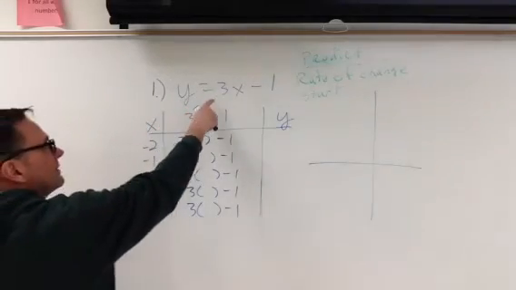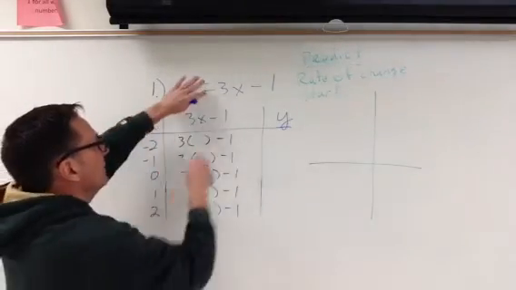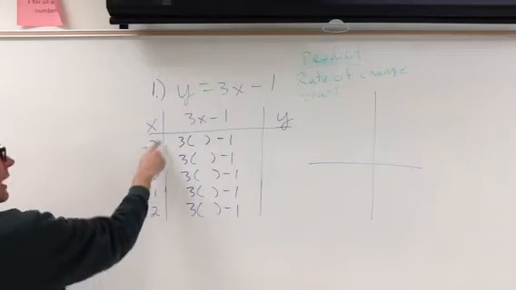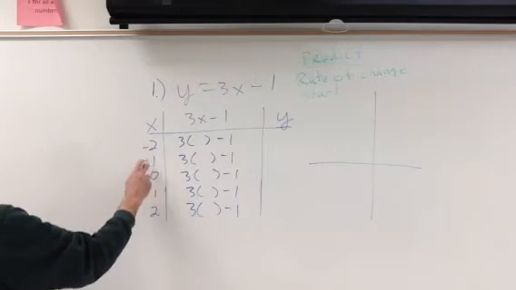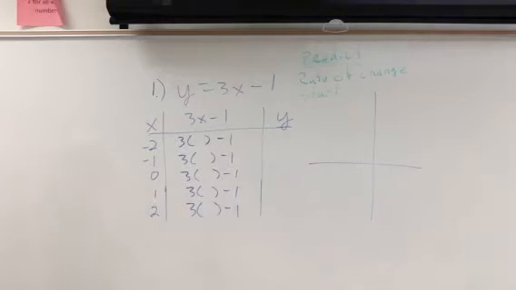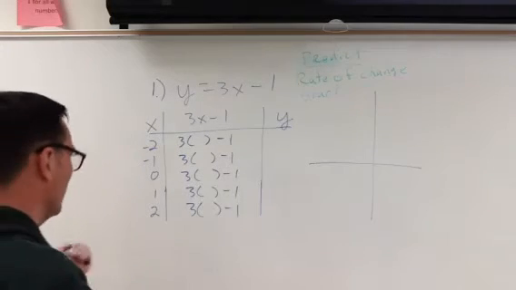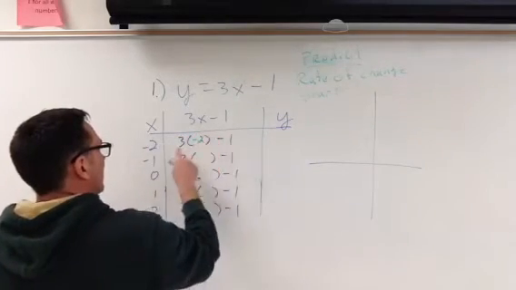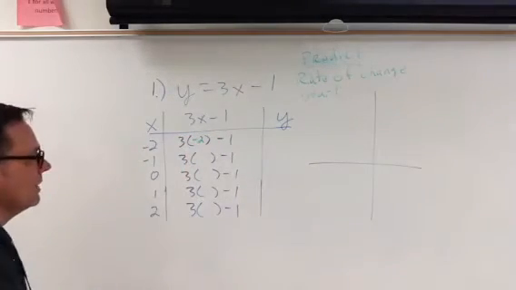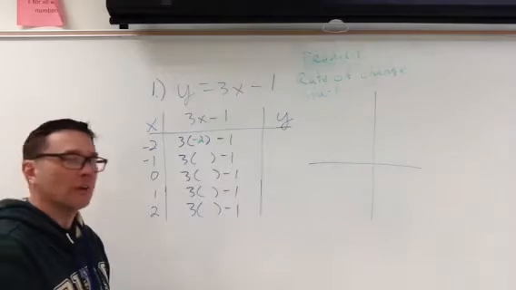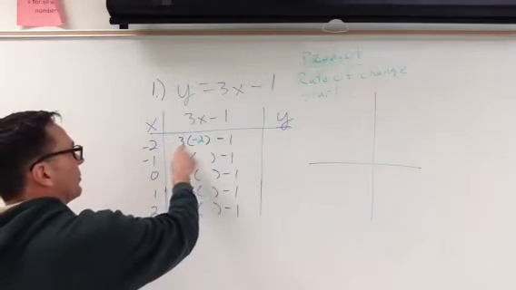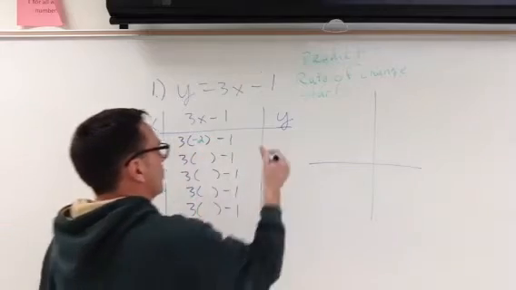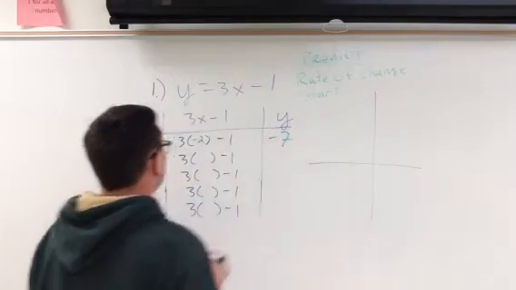So everything stays the same from this part except the x gets substituted. I always start with negative 2, negative 1, 0, 1, and 2, generally when we first start graphing these. So I'm going to plug these numbers in where the x is, and I'm going to multiply this out. If you have a calculator, you can calculate it out. So I have 3 times negative 2, which is negative 6. Negative 6 minus 1 is negative 7.